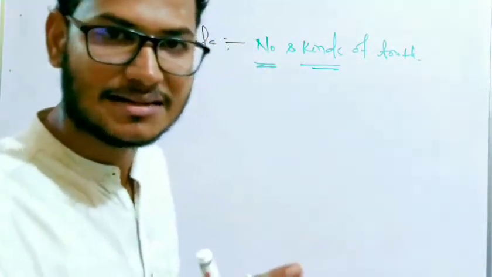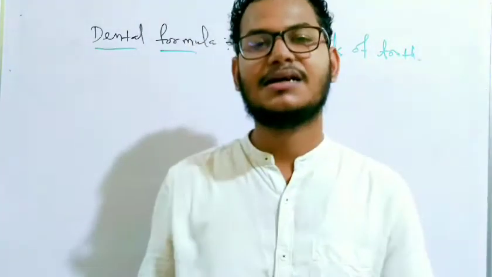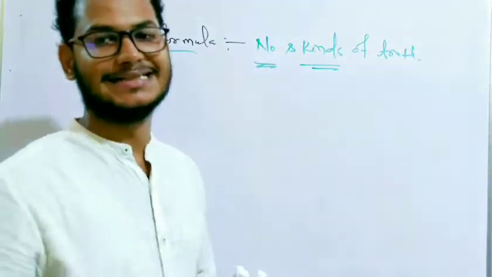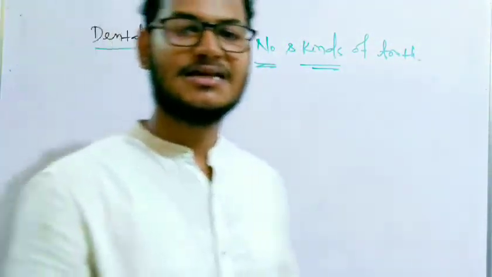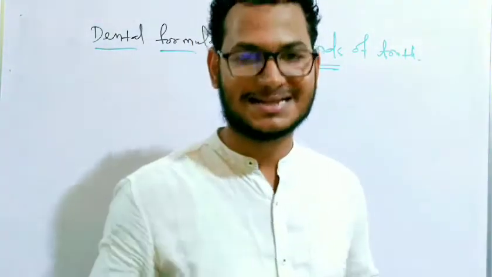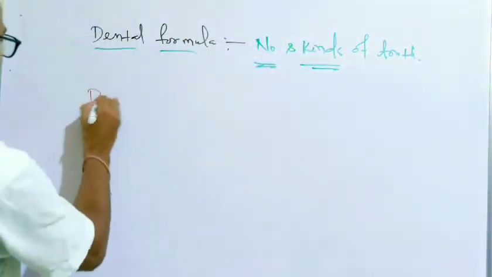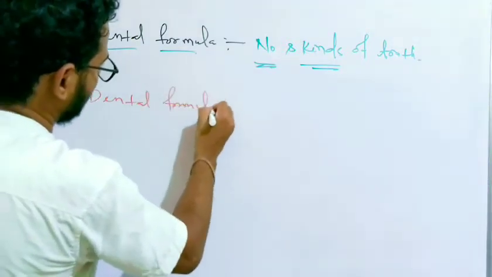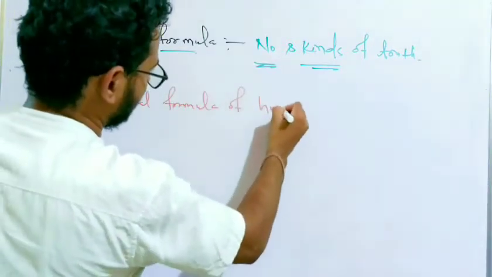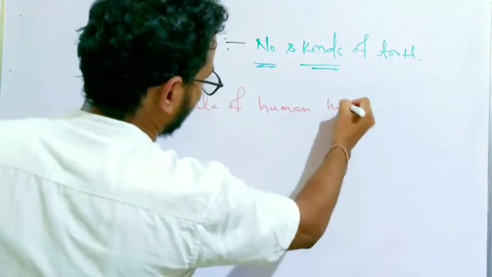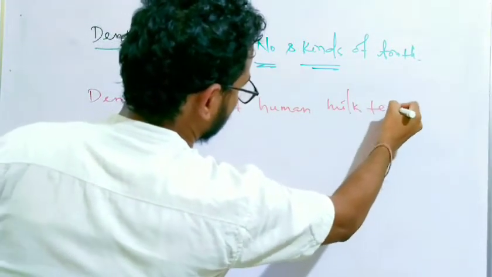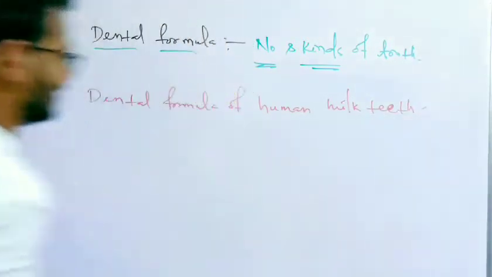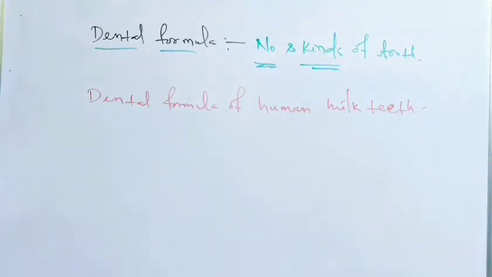So in case of human, we have two different sets of teeth. First one is the milk teeth, and then it is the permanent teeth. So first let's see what is the set of the milk teeth in human. So the dental formula of human milk teeth. So how is it represented?